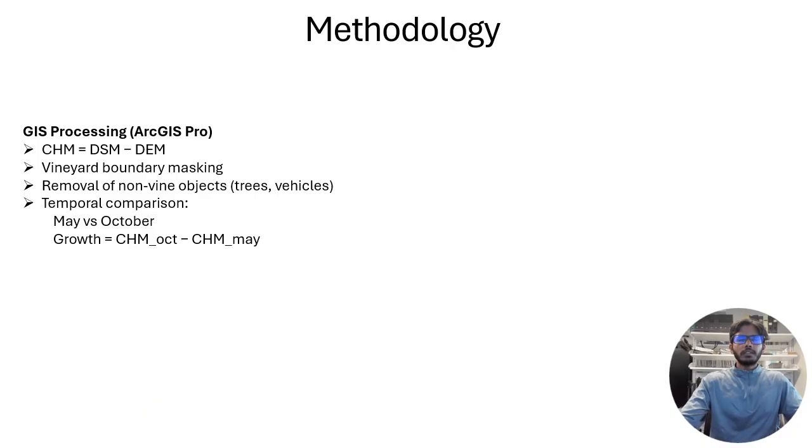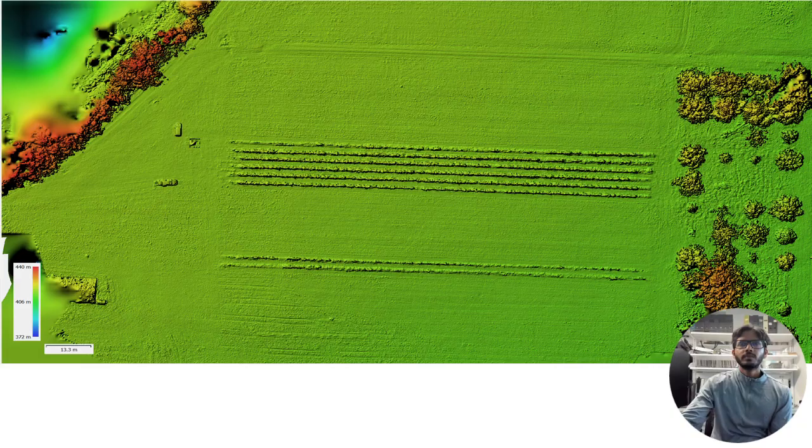In GIS, canopy height is computed as DSM minus DEM. The analysis is clipped to the vineyard boundary, and non-vine objects like trees and vehicles are excluded. Temporal change is calculated by subtracting May from October to isolate the growth.